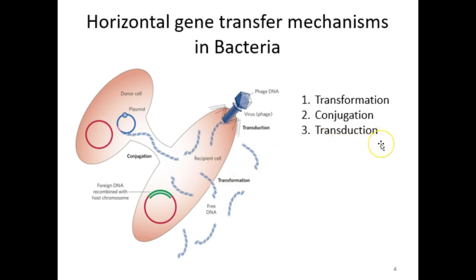Transduction, the third form of horizontal gene transfer, requires a viral vector. The kind of viruses that do this are called bacteriophage. Here you just see the word phage written.